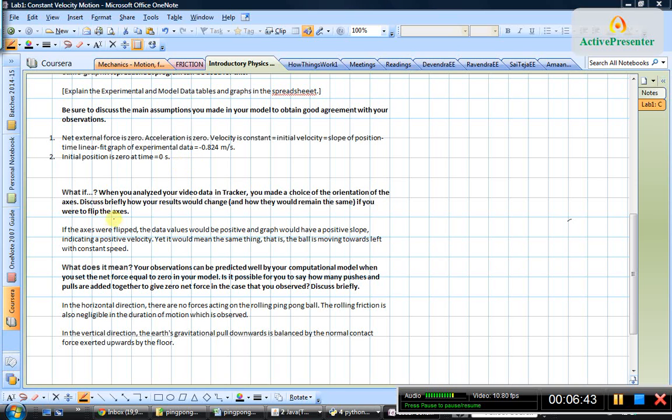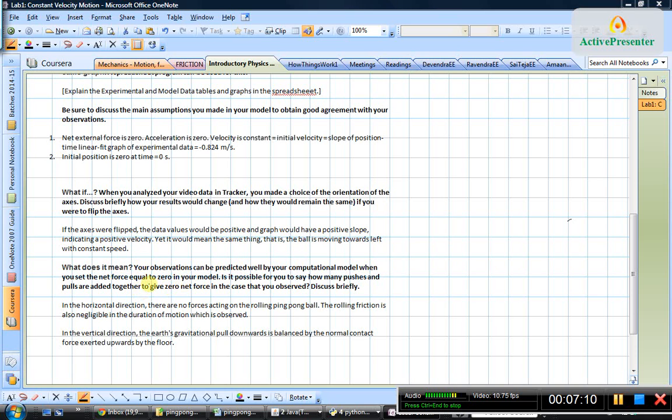Now the what-if question: if I had flipped the axis, then the data values would be positive instead of negative, because the left direction would now be considered positive, so the slope of my graph would be positive instead of negative, which means positive velocity, and that would still mean the same thing. It just says that the ball is moving towards the left with a constant speed.